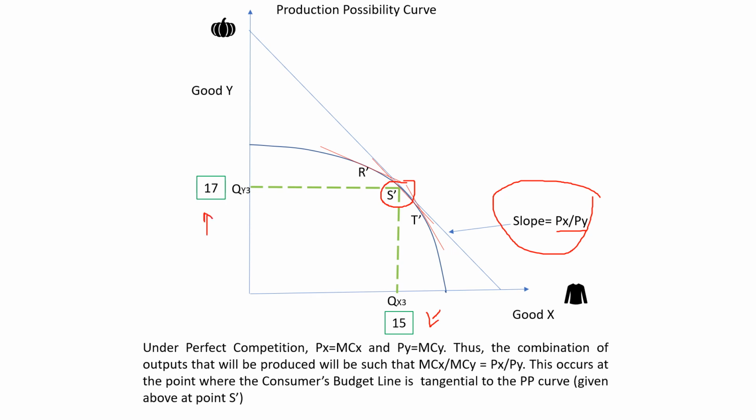So the economy will produce 15 units of good X and 17 units of good Y, because at that particular point the marginal rate of transformation, which is equal to the ratio of the marginal cost of X to the marginal cost of Y, is equal to the ratio of the prices of good X and good Y in the output market. So this is how we arrive at the combination of outputs that is going to be available for distribution among the various consumers in the marketplace.